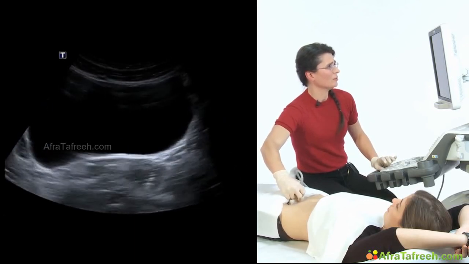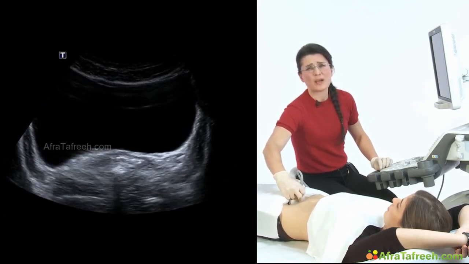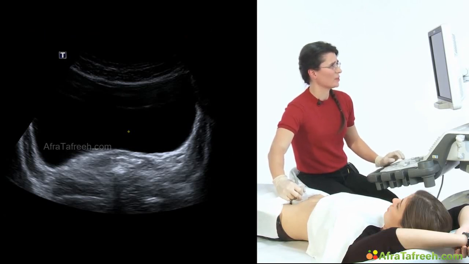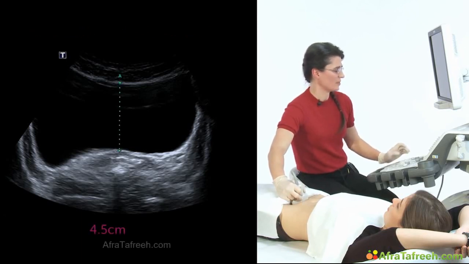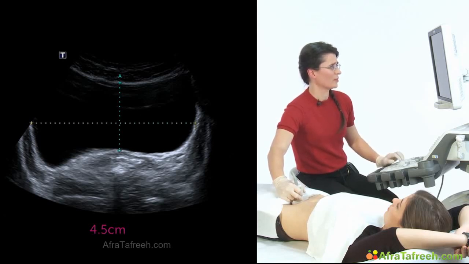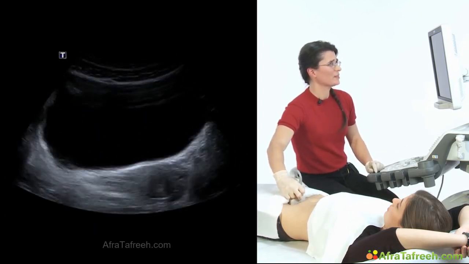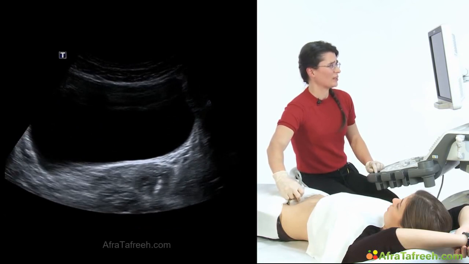And what we can do now is that we can measure the volume of it. We need 3 diameters for calculating a volume. So we start with the ventrodorsal diameter, 4.5 centimeters, and the transverse diameter means about 11 centimeters. We store that, and then we need another diameter to calculate our volume.